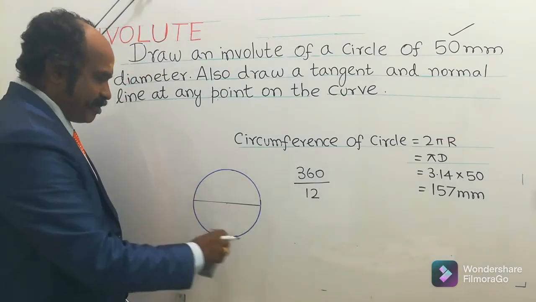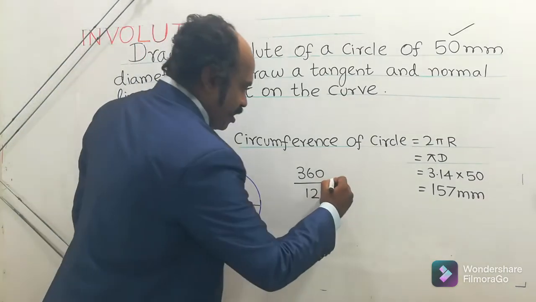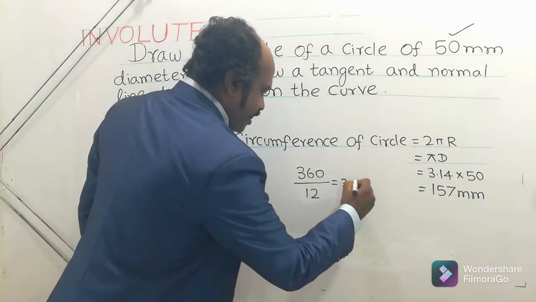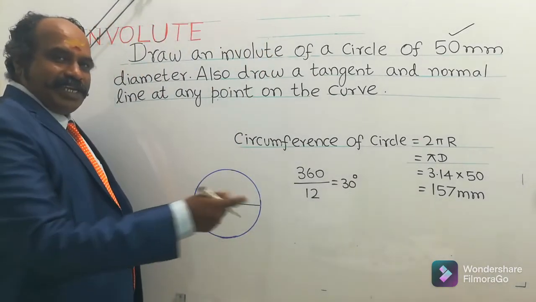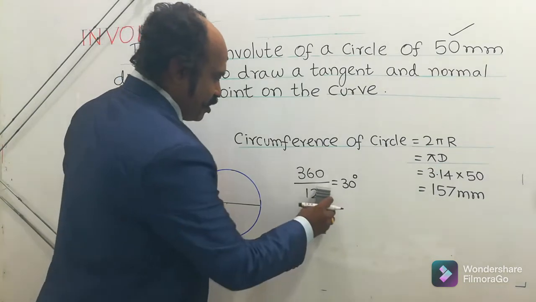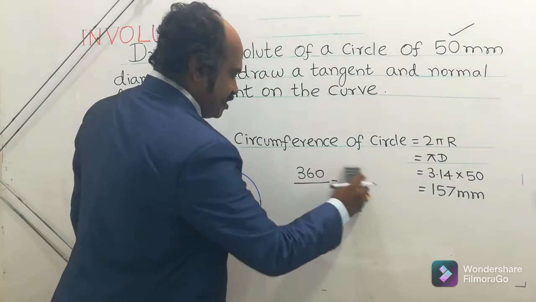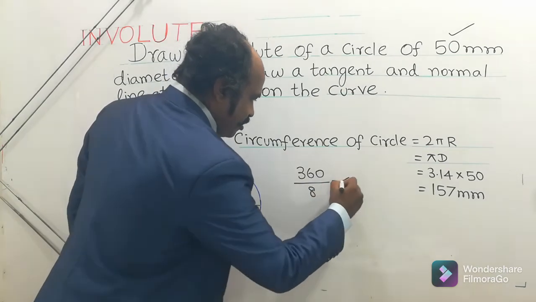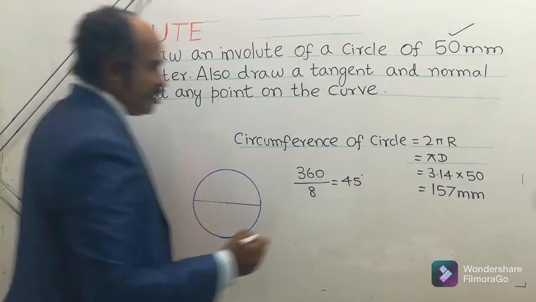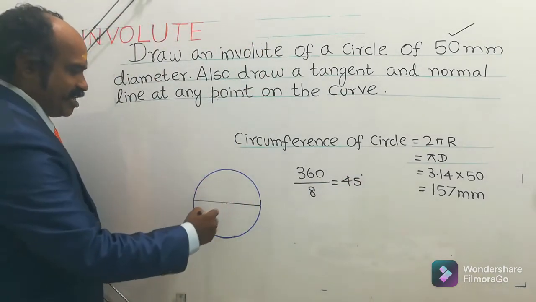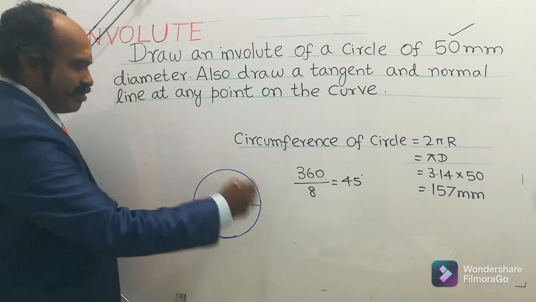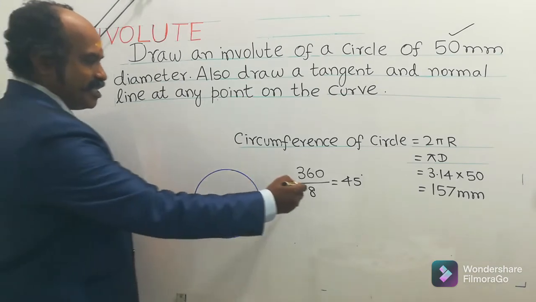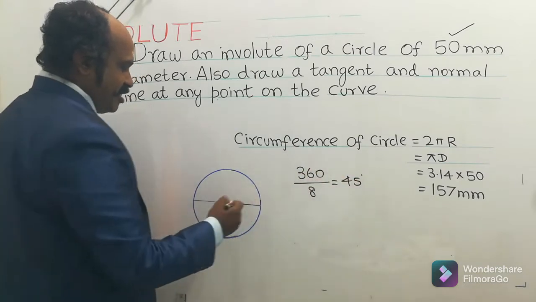If the circle is divided into 12, you get 30 degrees each, so you can draw 30 degree angles. I am going to divide it into 8 equal parts. So I get 45 degrees. Each segment will be 45 degrees, since 360 divided by 8 is 45 degrees. If you take 30 degree angles, you divide into 12 equal parts. Or for 8 equal parts, it is a 45 degree sector angle.